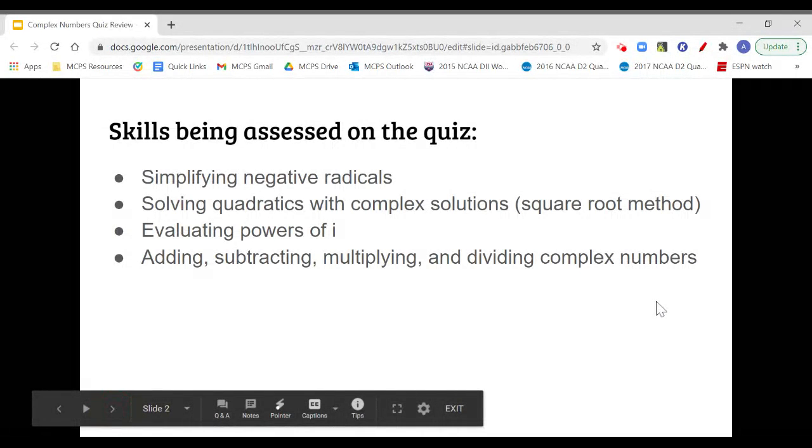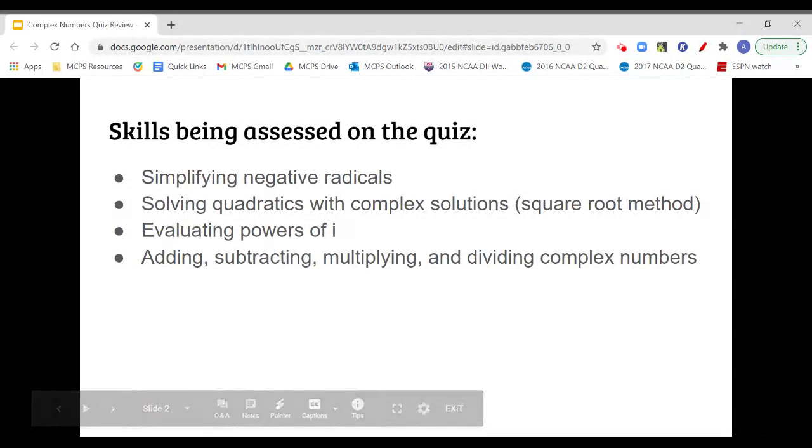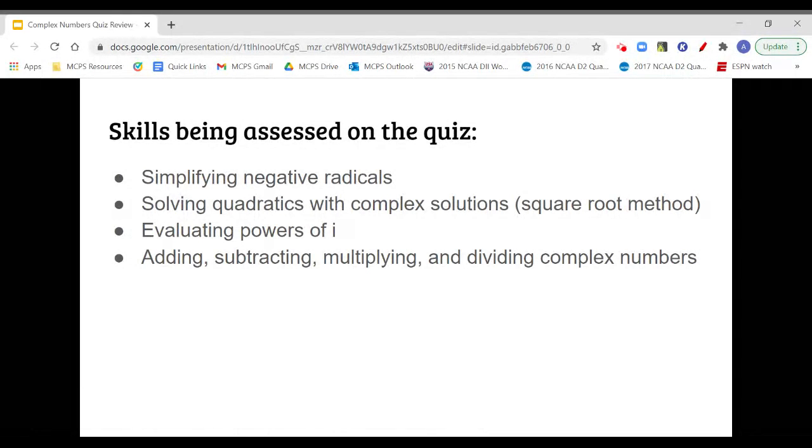Here is a list of all the different skills that are being assessed on the quiz because they're the skills that we've learned so far. So the first thing we learned is about simplifying negative radicals. And that's because it's a negative radical. That means you're going to have a solution with i in it.